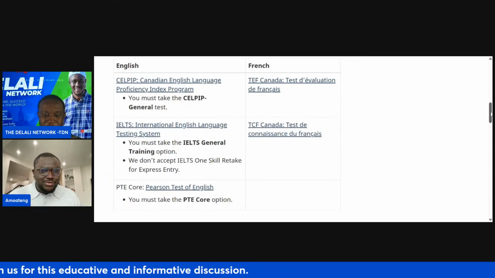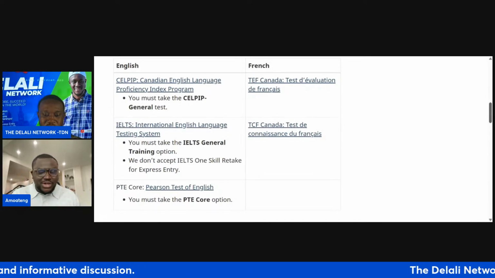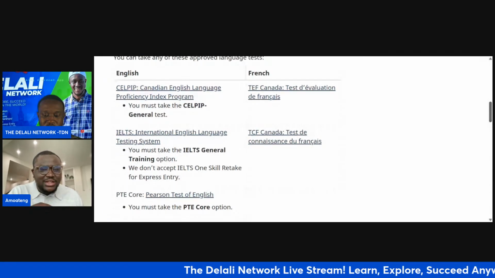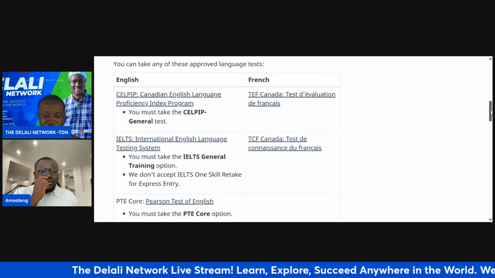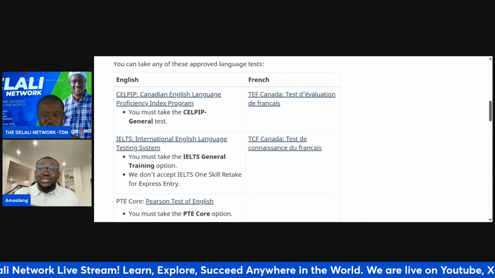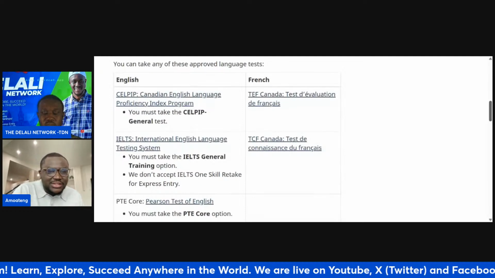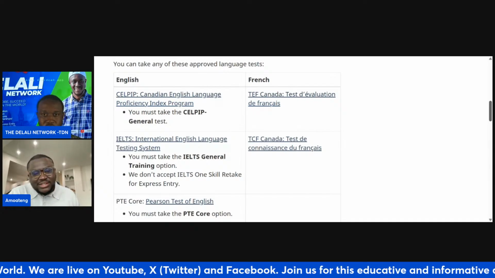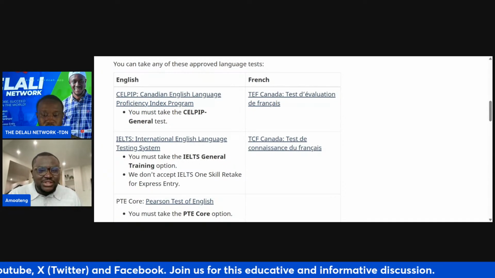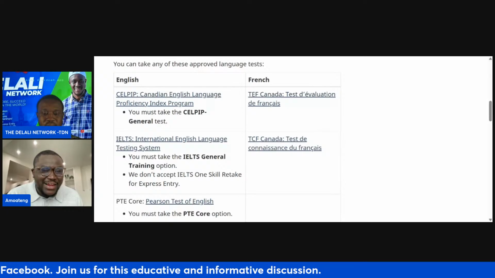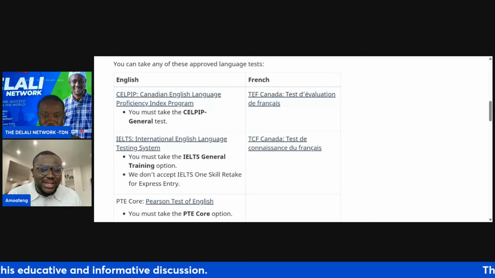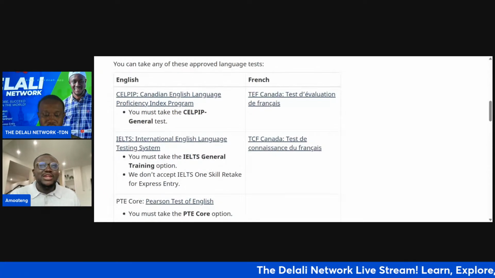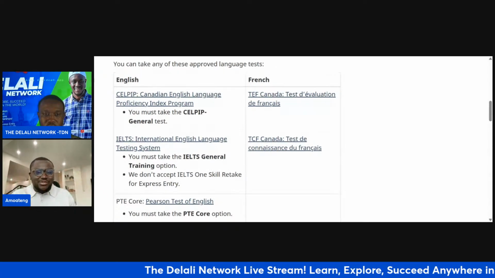Yeah. So those are the three English exams, the recognized examination bodies that you can take. If you look at the IELTS, they are saying that they don't accept IELTS One Skill Retake for Express Entry. I think IELTS brought in something where if you fail a component, maybe an ability didn't go well for you, you can retake just that ability and replace it. It's like IELTS remedials. So they are saying they don't accept IELTS One Skill Retake for Express Entry. So if one skill did not go well for you, you have to write everything again, right?